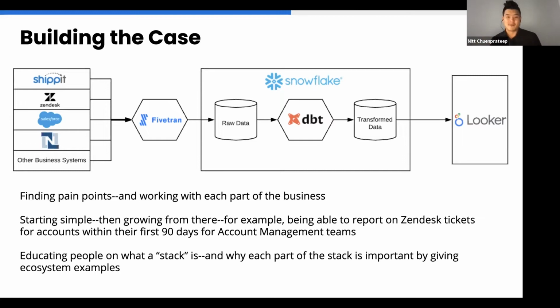But what that did was give me the ability to say, hey, sales and marketing don't have access to, for example, the Zendesk tickets for the accounts within the first 90 days, right? Which is really crucial when you're onboarding new customers. You don't want them to have poor experiences within the first 90 days, right? Because there wasn't really a way to build that connection within the tools that we currently had, right?